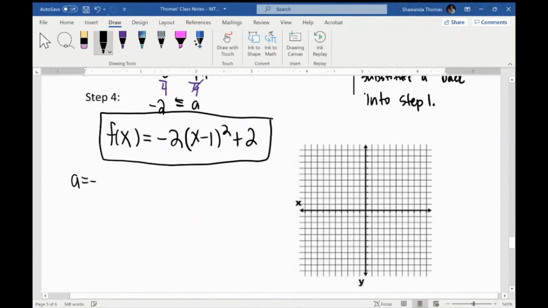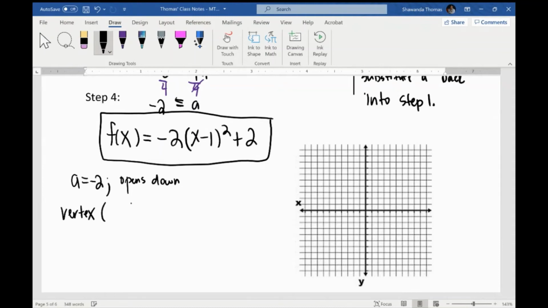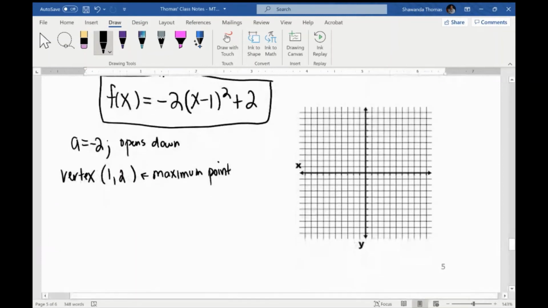A is -2, we already figured that out. Does the parabola open up or down? Down. They told us what the vertex was, didn't they? It's 1 and 2. Which means we have a minimum or maximum point. That's maximum. How did you know it's maximum? Because it's a negative -2 leading coefficient, so it's a reflection across the x-axis, so it turns down. So you have a maximum point.